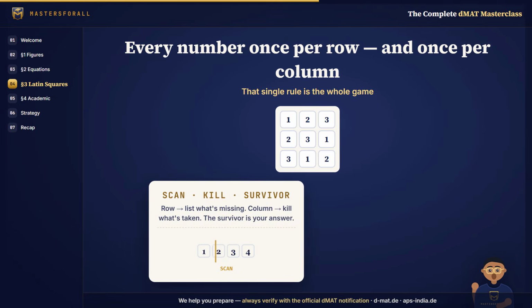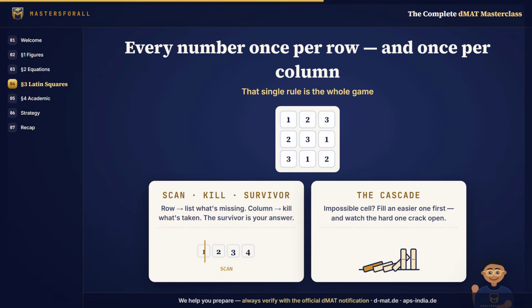Your weapon: scan, kill, survivor. Scan the row, list the missing numbers. Scan the column, kill the ones already there. Whatever survives is the answer. And when a cell looks impossible, cascade. Fill an easier cell first and watch the hard one crack open.